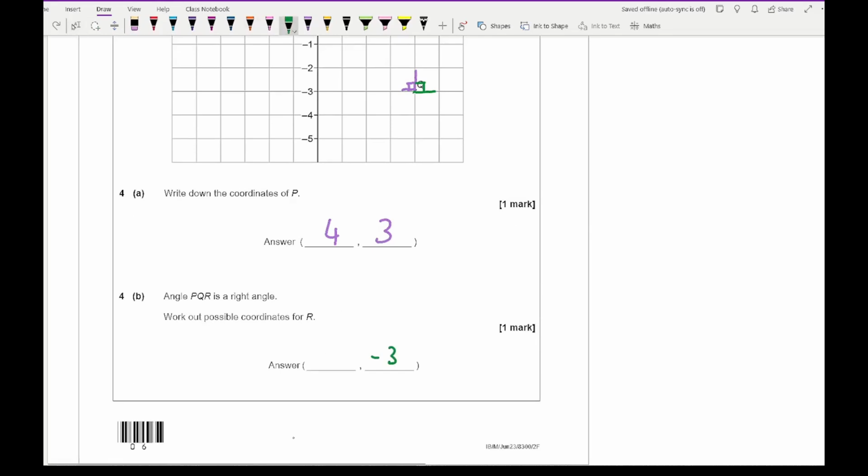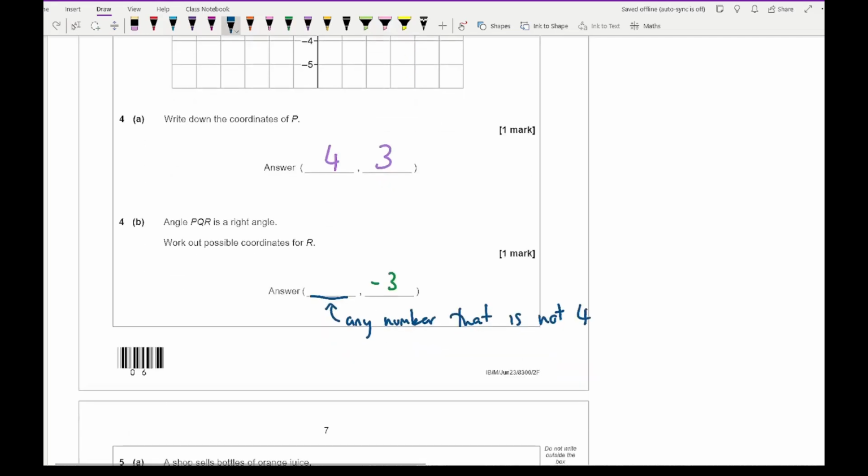Now your x ordinate can be any number that is not positive 4. So as long as it's not 4 and you've got a y ordinate of -3, it can be any number. So I could write 6, I could write 3, I could write -4, I could write -5. Any number here would be absolutely fine. So I'm just going to go for -1.